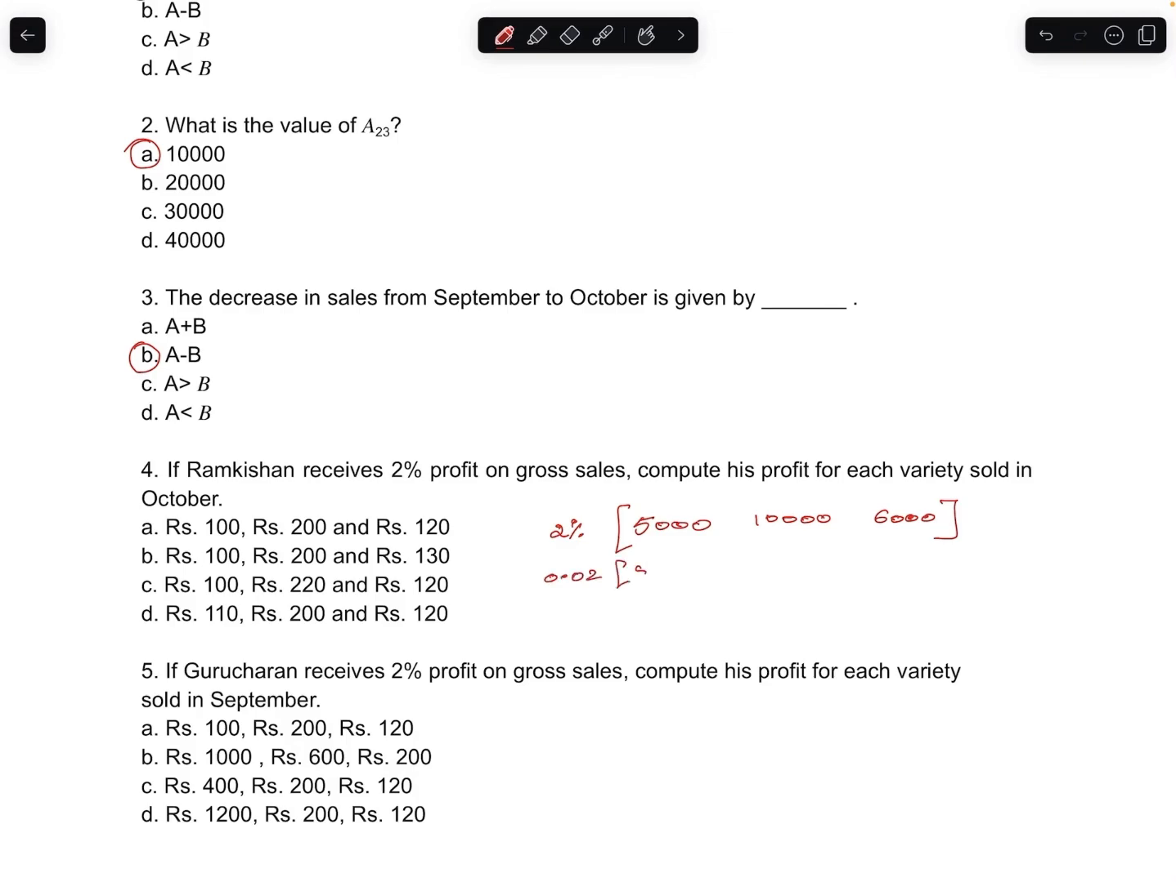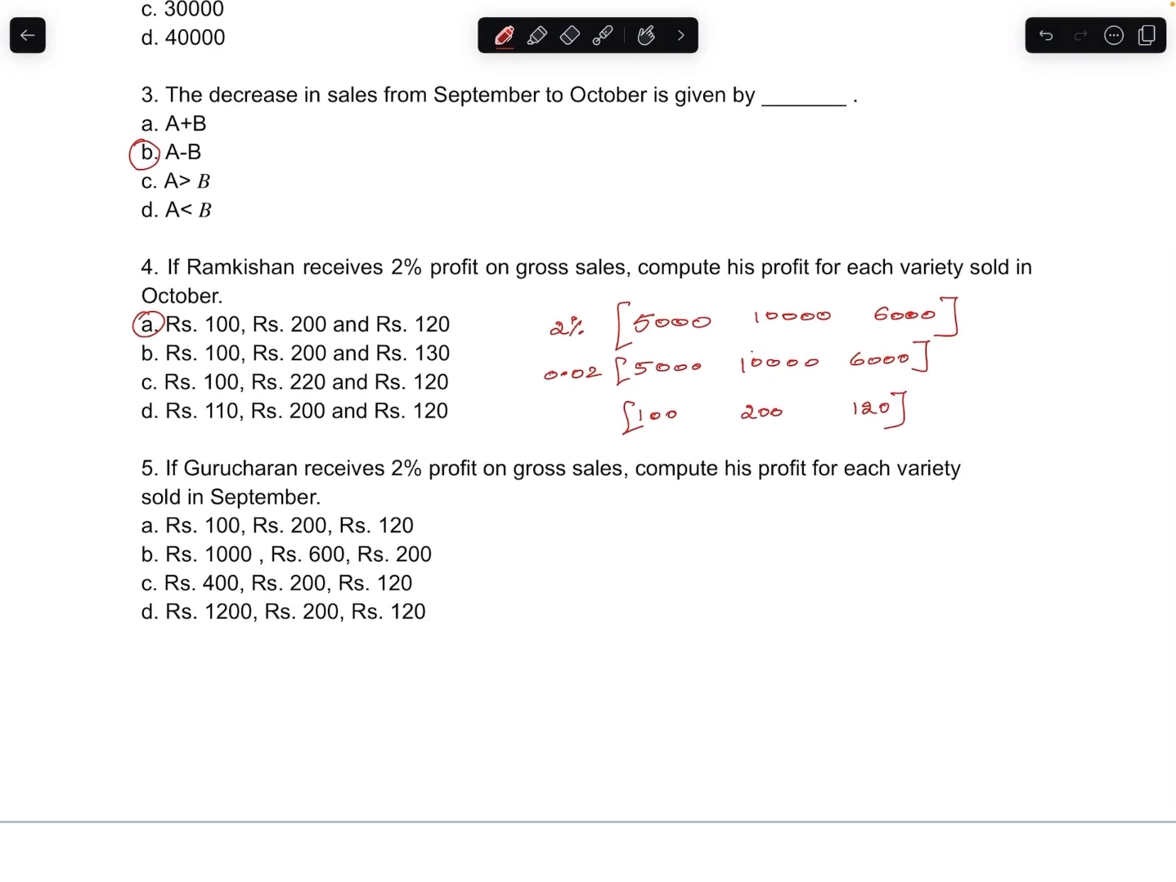0.02 times 5,000, 10,000 and 6,000. On multiplying this, we get 100, 200 and 120. So the answer is option A.